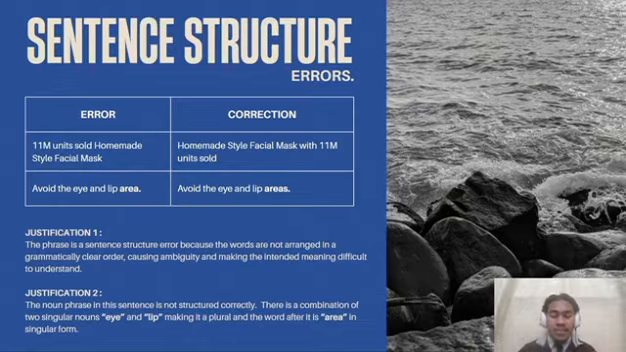And the second error is "avoid the eye and lip area". The correction is "avoid the eye and lip areas". In the original phrase, this sentence refers to two areas, which are the eye and the lip. Therefore, the plural word "areas" should be used. Overall, these corrections make the product description clearer and easier for the customer to understand.